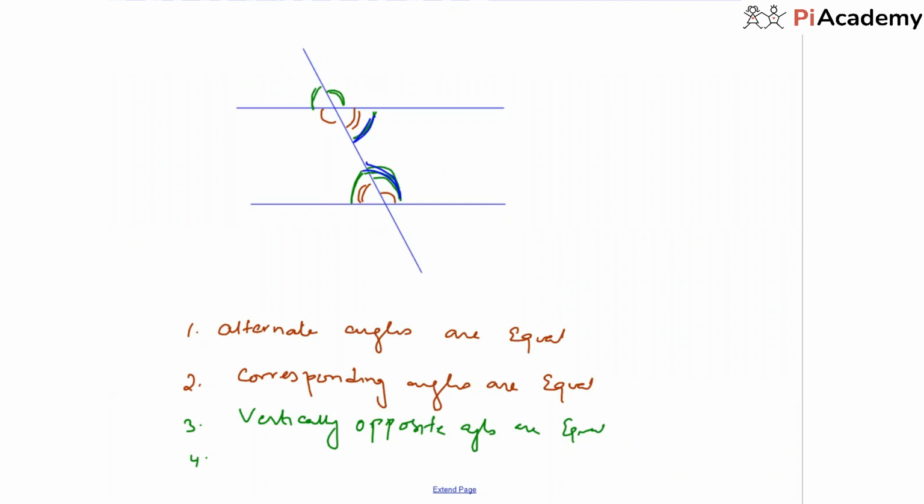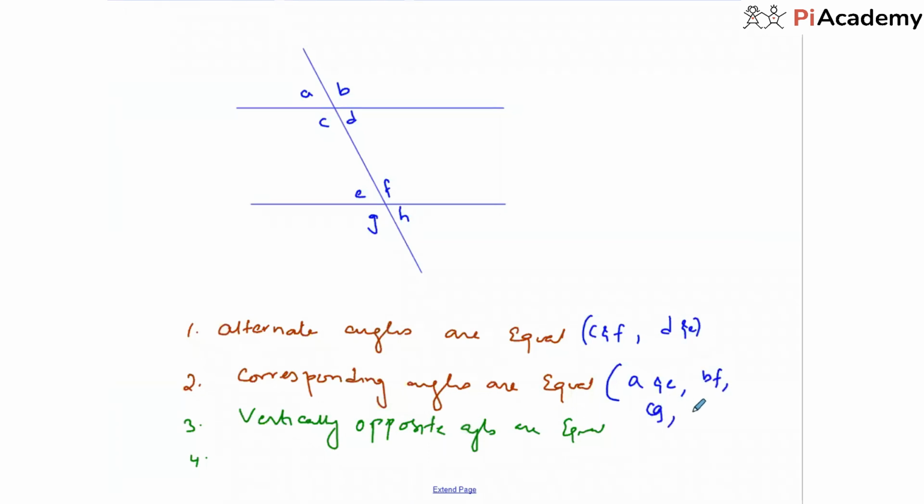Let me erase this and put the names for these angles. Look here, you have A, B, C, D, E, F, G, H. These are the angles. Now, alternate angles are C and F. C and F are equal, and D and E are equal. And for corresponding angles, you have A and E, B and F, C and G, D and H. All these are corresponding angles, they're equal.